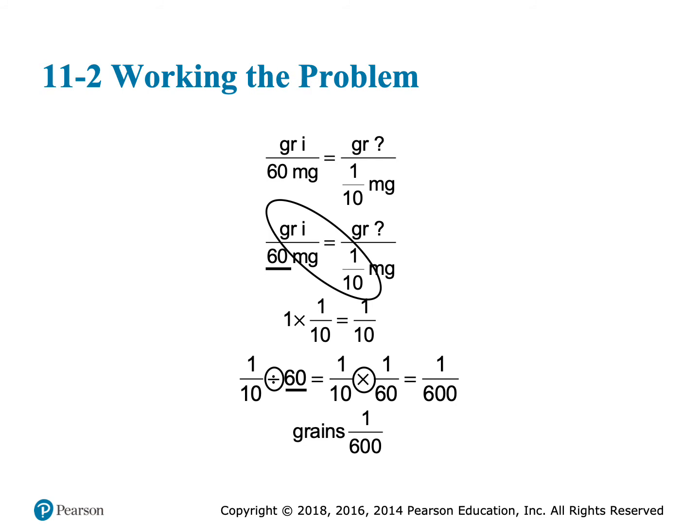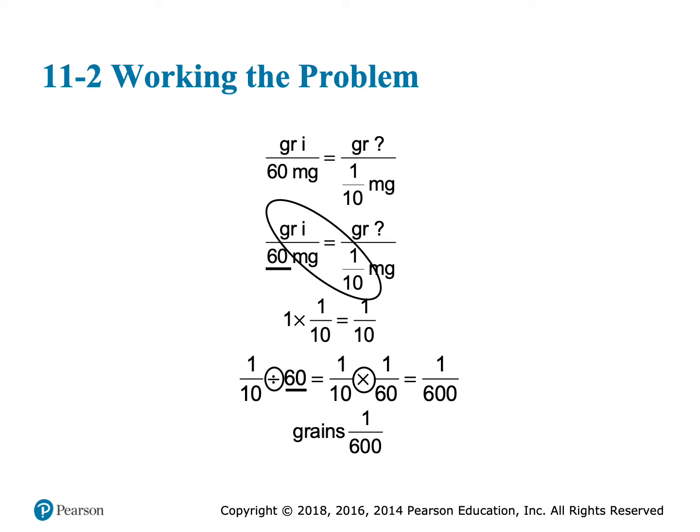Okay, so how did you do? Working our problem, we carry over the setup from the previous slide, and we're going to cross multiply 1 times 1/10 to get 1/10, right? 1 times anything is itself, so it's no different with a fraction. So when we cross multiply, we get 1/10, all right?